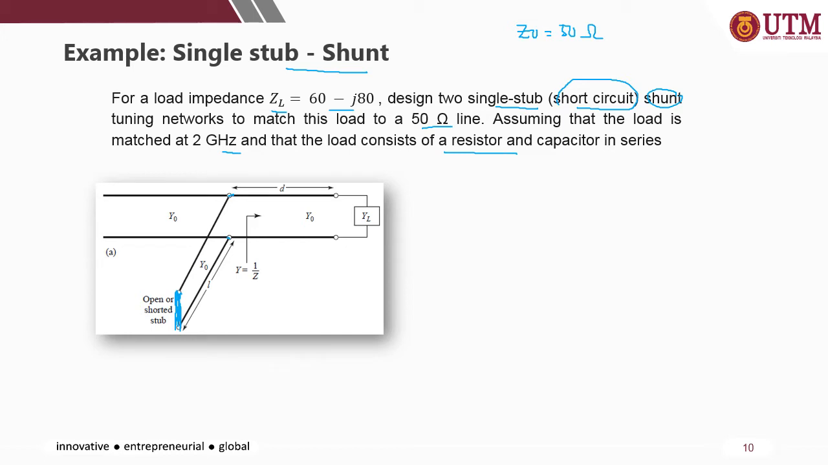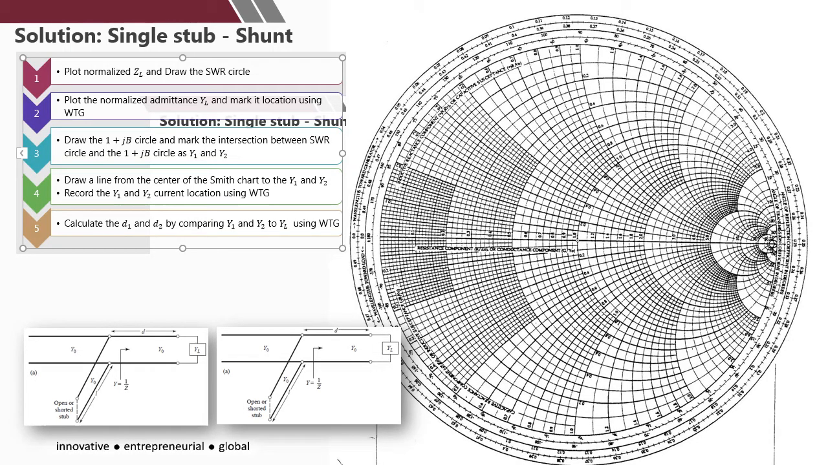is to get the normalized impedance. So 60 divided by 50 minus J80 divided by 50. So you will get 1.2 minus J1.6. Okay, next you need to plot the ZL and draw the SWR circle. So your ZL is the normalized impedance just now, 1.2 minus J1.6. So it's at the bottom and it's 1.2 here, and this is your ZL point.